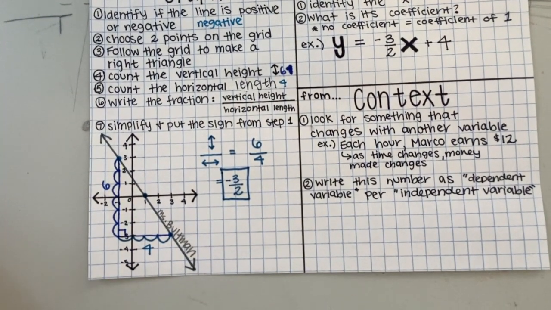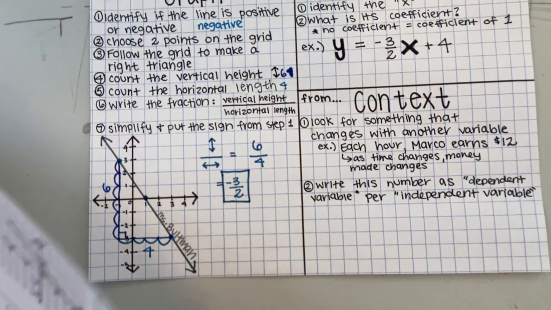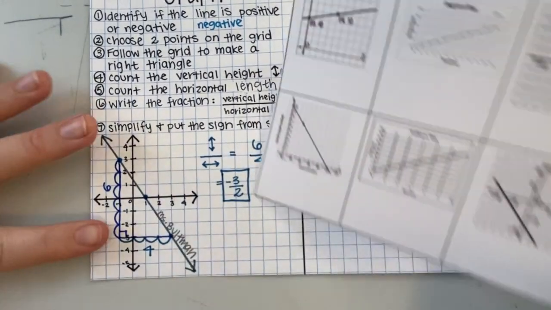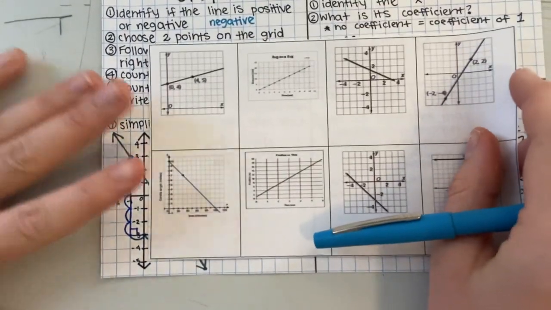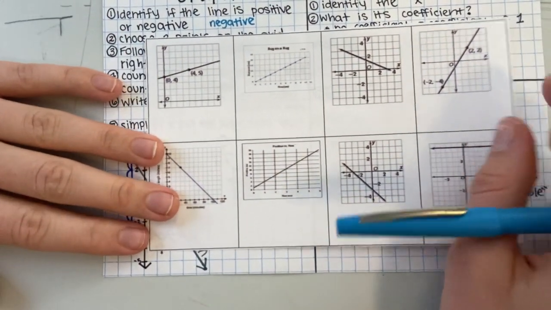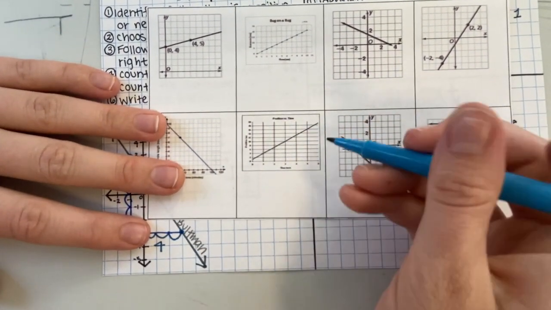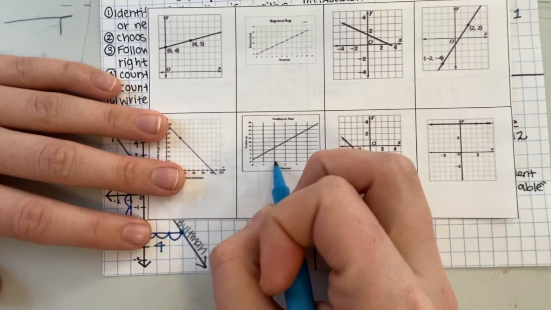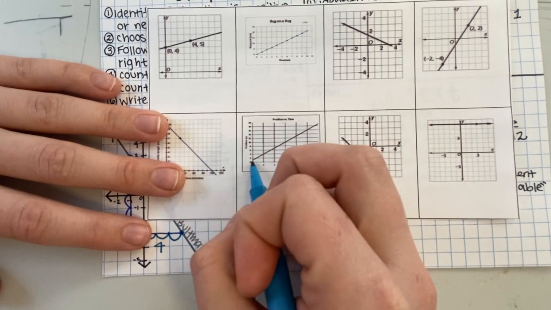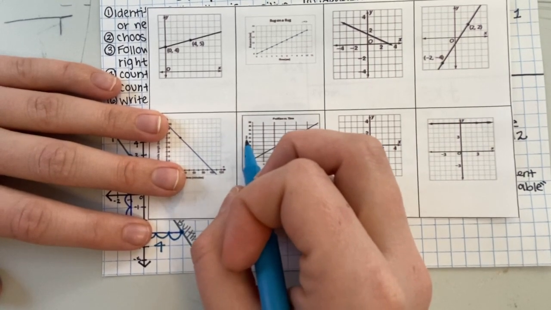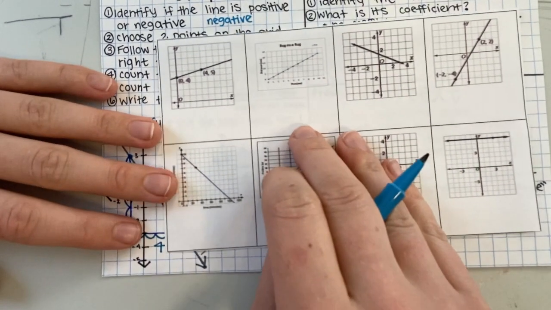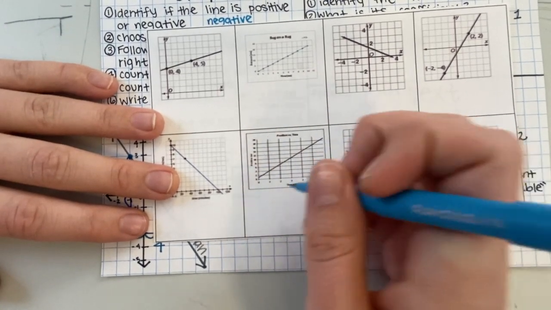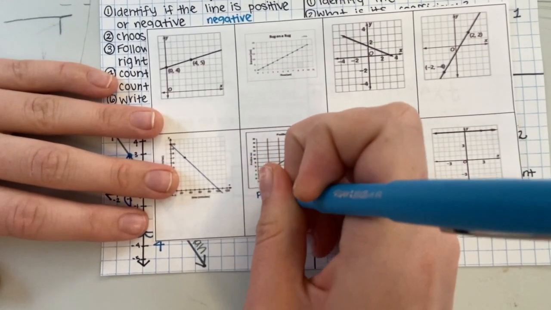So let's do one more example when we look at a graph that's not counting by ones. The graph I'm going to use is a little bit blurry, so stay with me, but I'll tell you what it is that we are looking at. So let's look at this graph. This is a position versus time graph. We count by ones down here, and we're counting by twos up here. So my steps are the same. I'm going to determine if the line is positive or negative. This line is going upward, so I know it is positive.